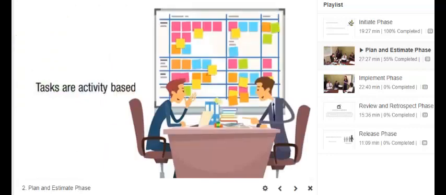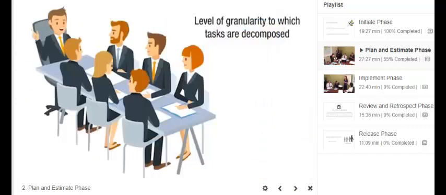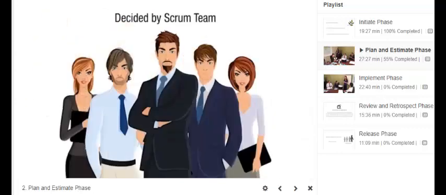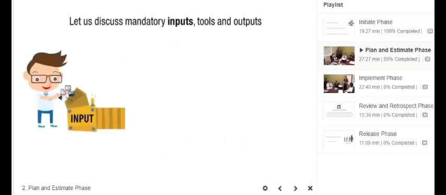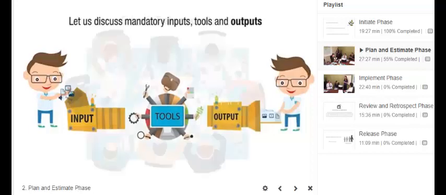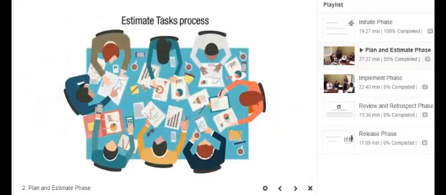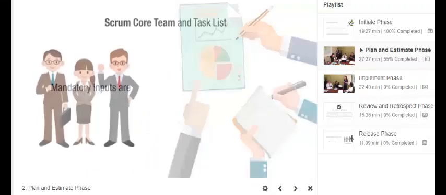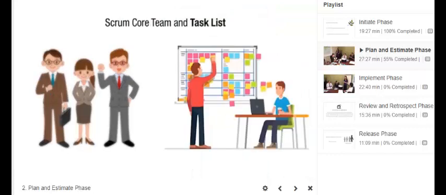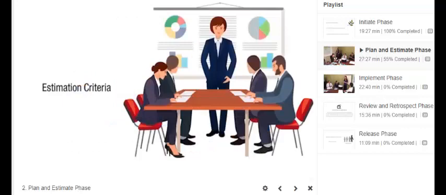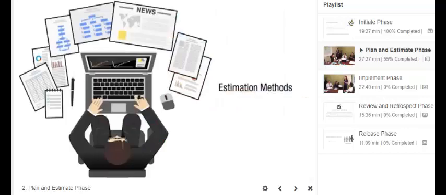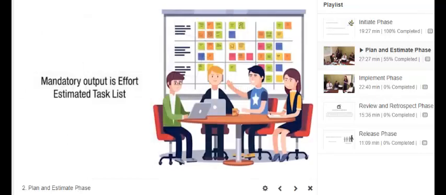Even though tasks are often activity-based, the level of granularity to which the tasks are decomposed is decided by the Scrum team. Now let's discuss the mandatory inputs, tools, and outputs of the Estimate Tasks process. The mandatory inputs are Scrum Core Team and Task List, whereas the mandatory tools are Sprint Planning Meetings, Estimation Criteria, and Estimation Methods, and the mandatory output is the Effort Estimated Task List.